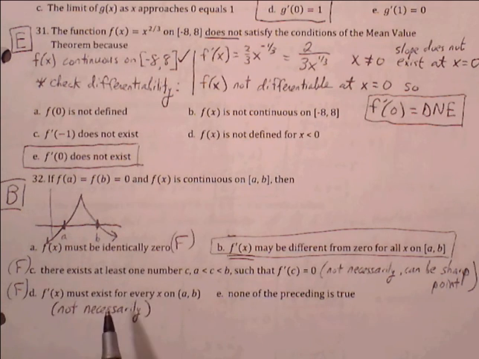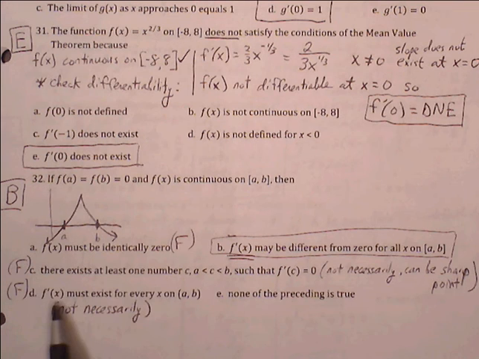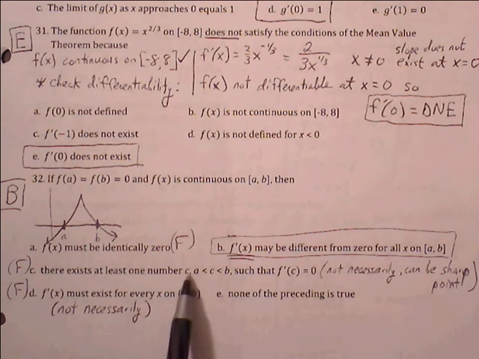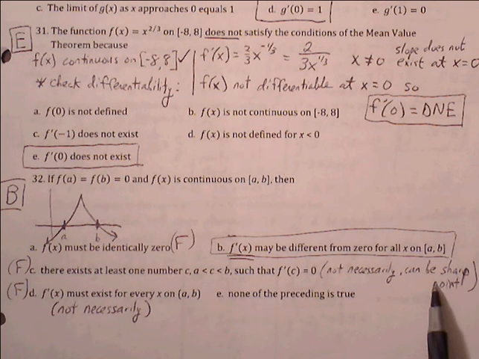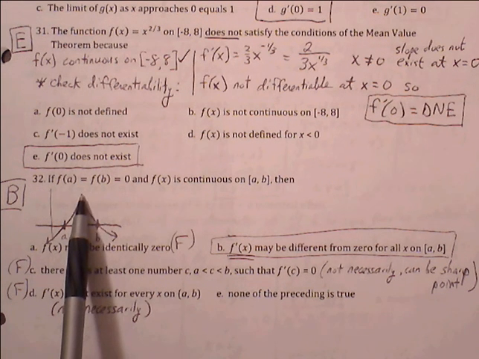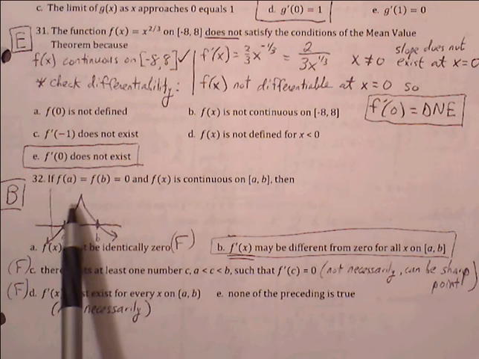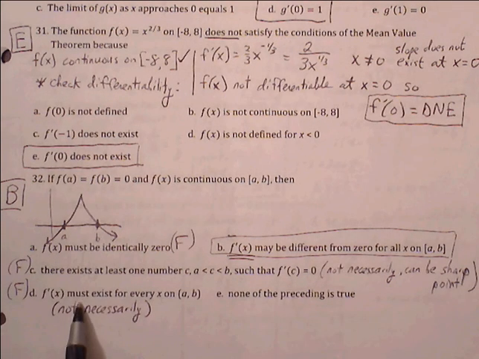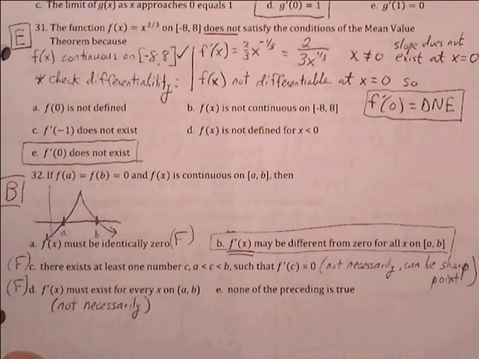Okay, if we look at the other choices, f of x must be identically 0. That's not necessarily true. We may have a function that has different y values. There exists at least one number, c, between a and b such that f prime c is equal to 0. We know this can't be necessarily true because the second condition of differentiability is not met, and so therefore we can't guarantee a slope of 0. F prime must exist for every x on the open interval. Not necessarily. Again, we're creating a condition that makes this a false statement. And f prime may be different from 0 for all x on the closed interval is the correct answer choice.